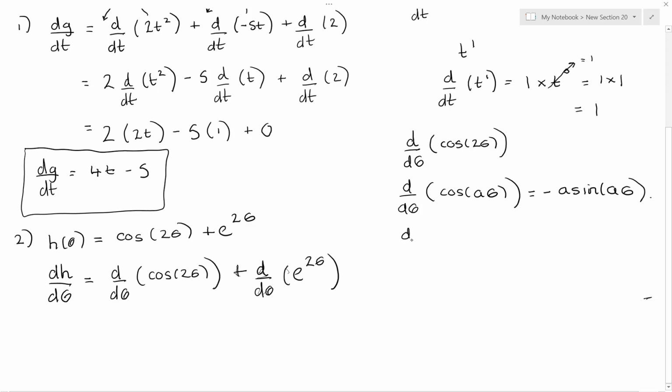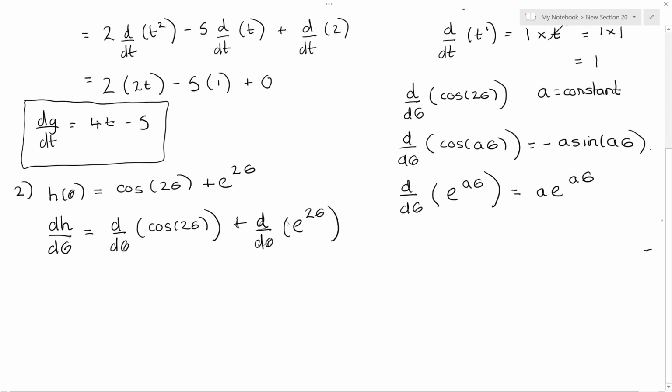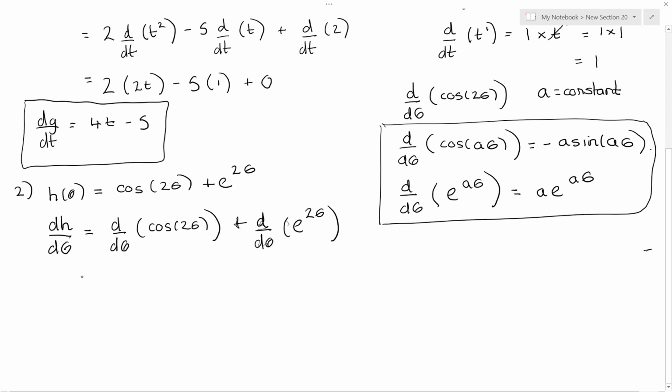Looking at the next one, to differentiate e to the 2 theta, well, that's of the form e to the a theta. Now recall in both of these two examples, a is just some constant. So it could be 2, it could be 3, it could be minus 5, but it's a constant. And we should recall that to differentiate e to the a theta, that becomes a e to the a theta. So we can use these two results to find our dh by d theta.